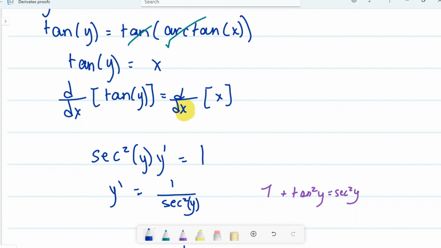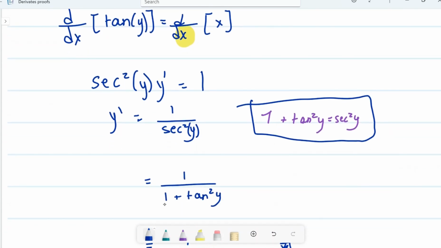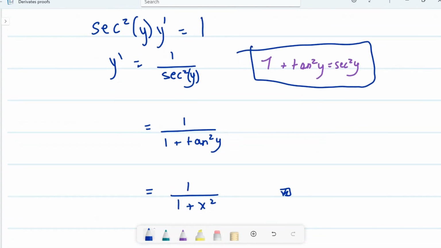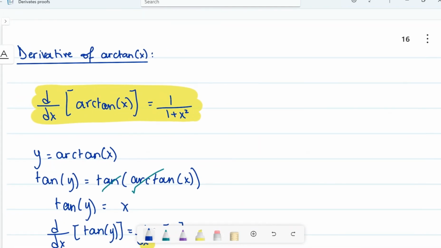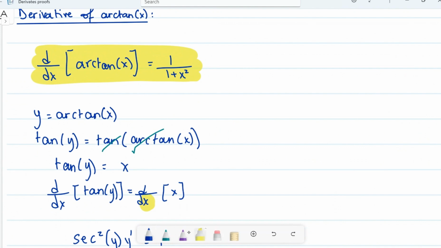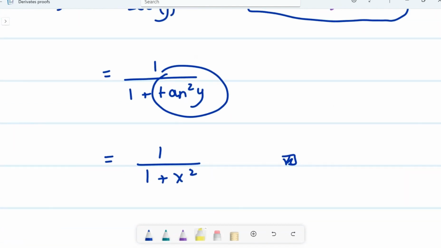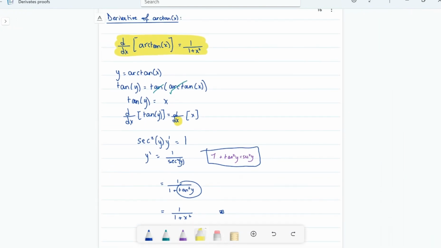Again, a reminder of the trigonometric identity that 1 plus tangent squared of y equals secant squared of y. So secant squared of y, we can rewrite as 1 plus tan squared of y in the denominator. And then, instead of tangent squared of y, we defined earlier that the tangent of y is x. So we can use this, and instead of writing tangent squared of y, we write x squared. So this is 1 divided by 1 plus x squared.